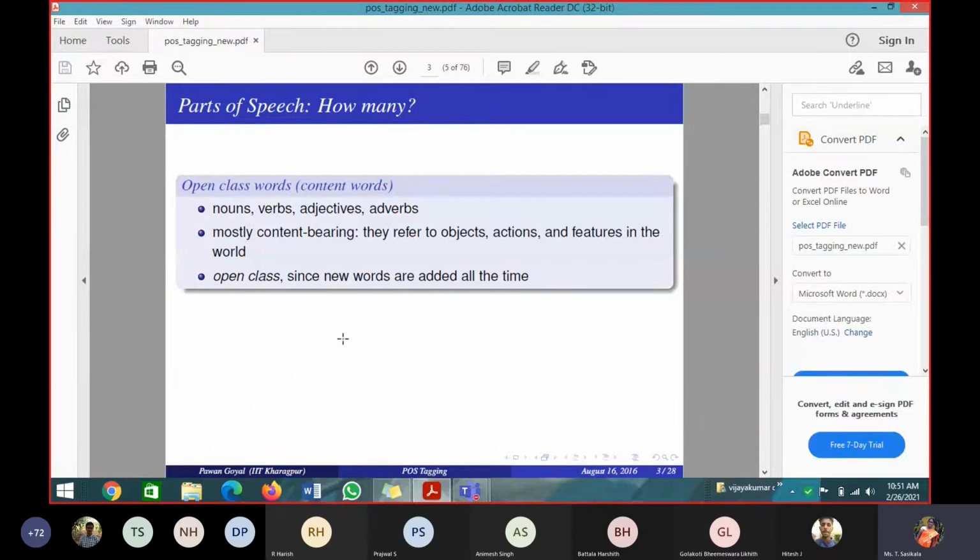Yes, learning Zipf's law. So what is open class? Before finding out how many parts of speech we have, we should know what are the different things that go under the POS category. First we'll learn about what are open class words and what are closed class words.